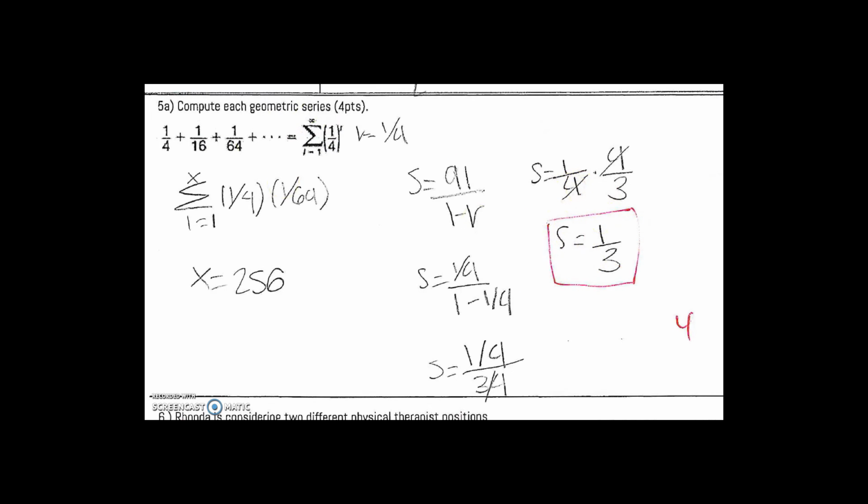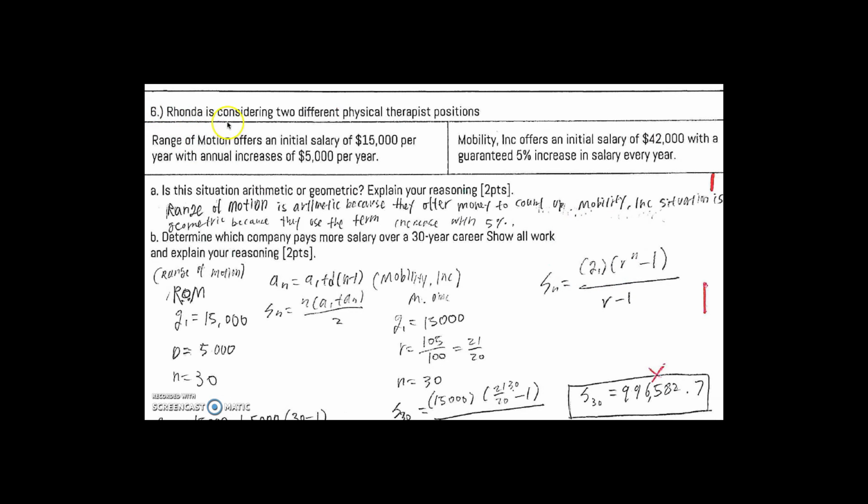Boxer answers. Number 6: Rhonda is considering 2 different physical therapist positions. Range of Motion offers an initial salary of $15,000 per year with annual increases of $5,000 per year. Mobility Inc. offers an initial salary of $42,000 with a guaranteed 5% increase in salary every year. Is this situation arithmetic or geometric? Explain your reasoning.